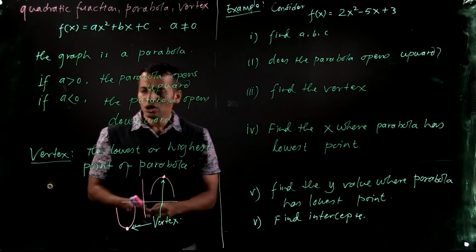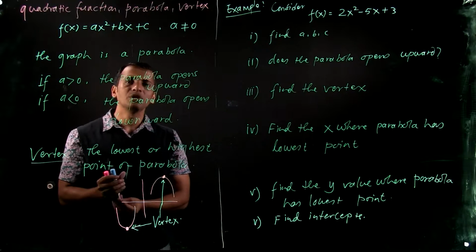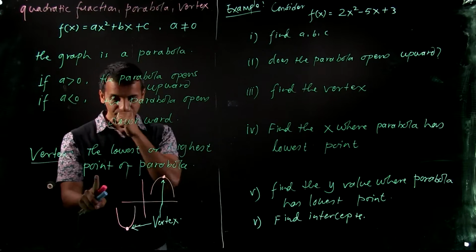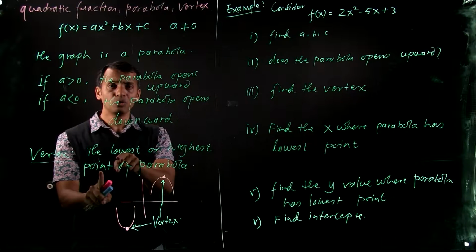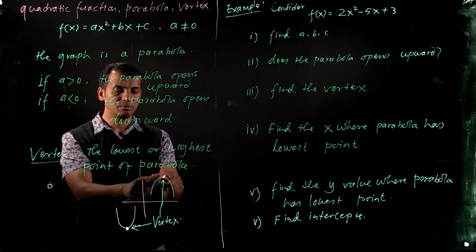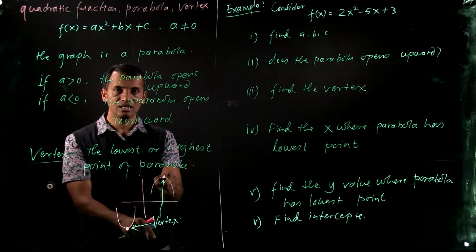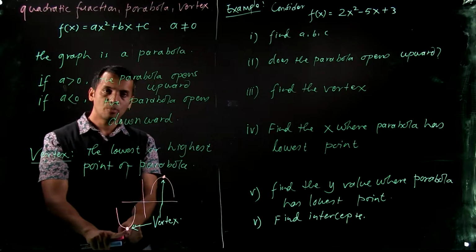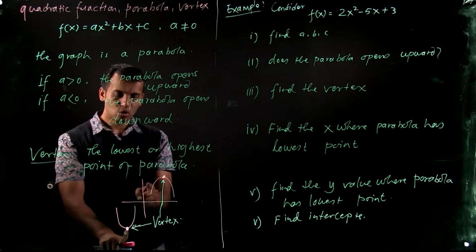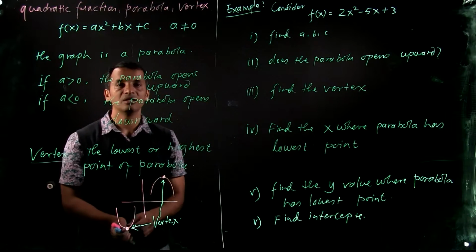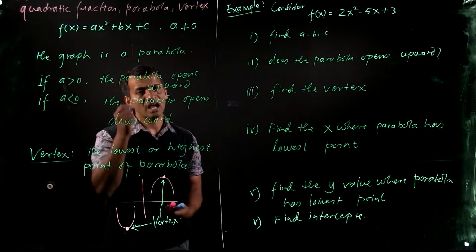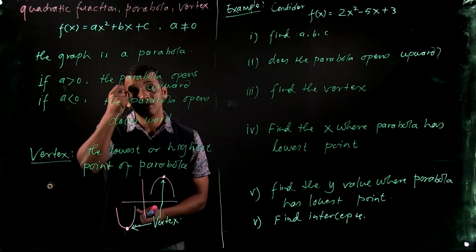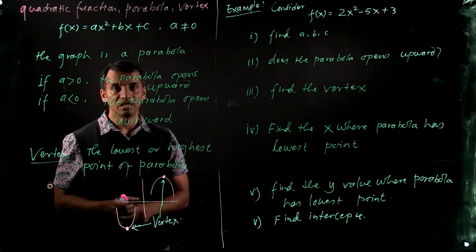Okay, so that highest point or lowest point of the parabola is called the vertex. This parabola opens downward, so it has the highest point. This parabola opens upward, so it has the lowest point, right? These points are called the vertex. So if you are finding the highest point or the lowest point of any parabola, then you will be finding the vertex.